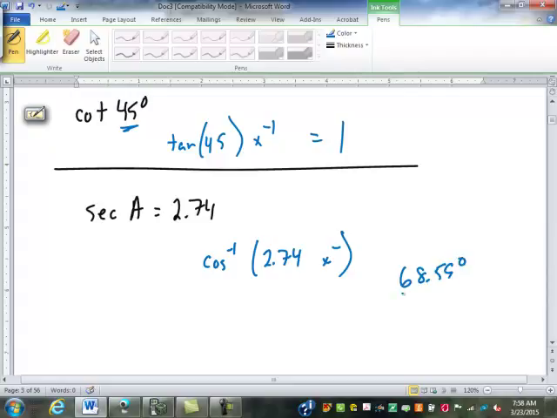Everybody get that to work? Yeah. I guess what I'm getting confused with is the cosine or the negative. Yep. The cosine negative 1, or inverse cosine, is what that is. That's when you are looking for the angle.